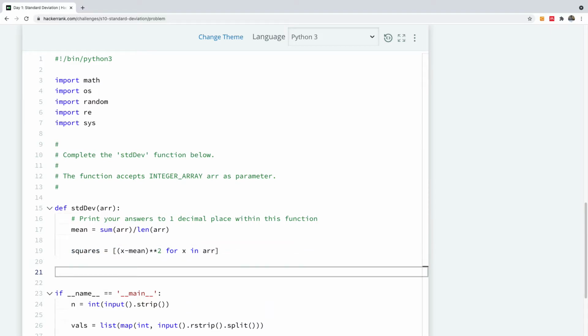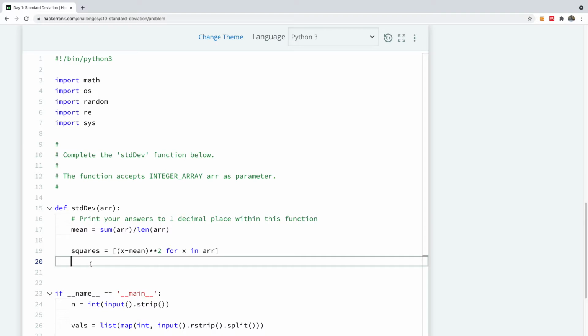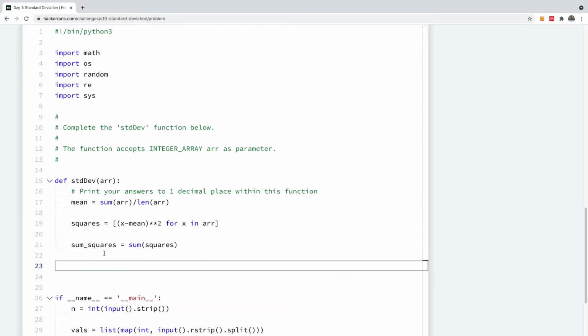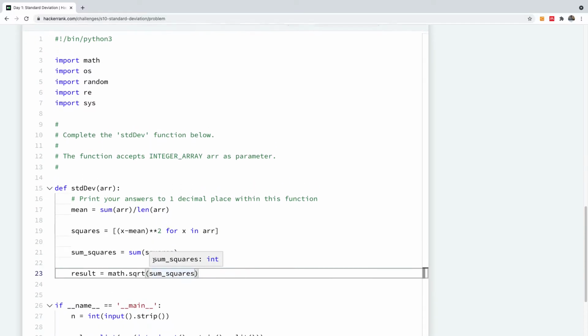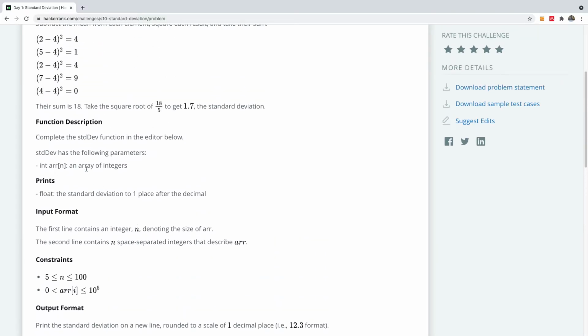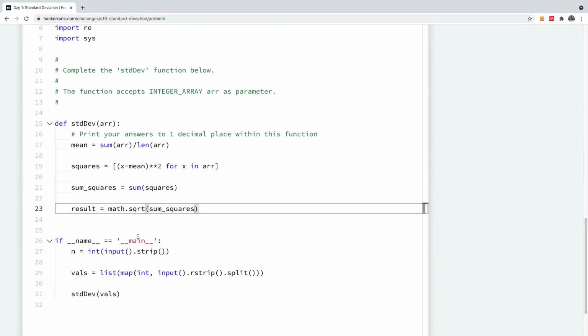And we need the sum of these squares, all right? So I'm going to call it sum squares, equal to the sum of the squares. And finally, we are going to get the square root of this value. So I'm going to say results is equal to math.sqrt of sum squares. So this is what we have here. And the question is, do they want us to print it or return it? So let's check. They want us to print.